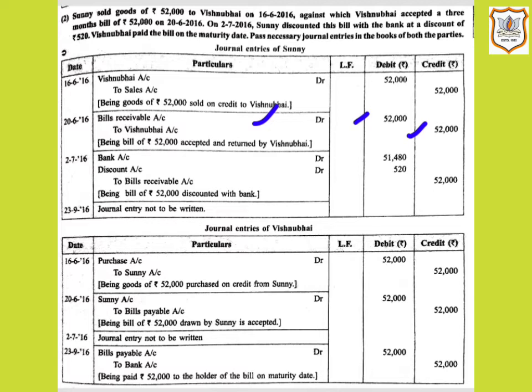Then on the same date in the books of Vishnu Bhai, here first we will write date 20 June 2016. Here this instrument is bills payable for Vishnu Bhai, that is a kind of liability. A new liability is created as Vishnu Bhai has accepted. For the acceptor of the bill, it is a liability which is called bills payable. So here Sunny's account will be debited and being the liability, bills payable account will be credited. In the narration, we will write being bill of rupees 52,000 drawn by Sunny is accepted.